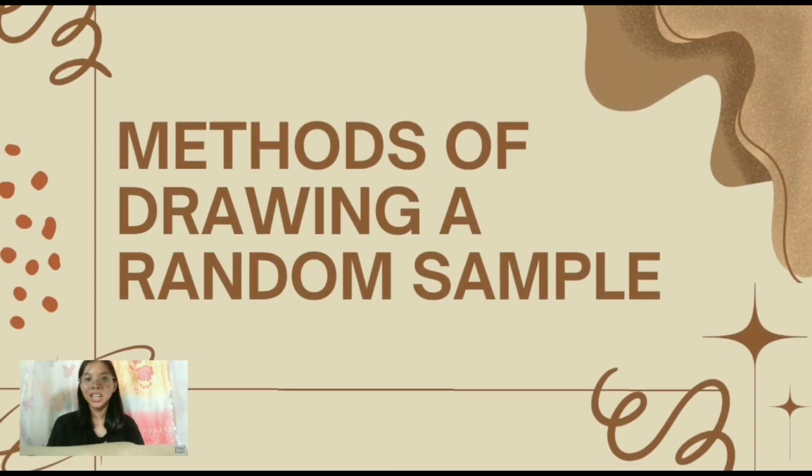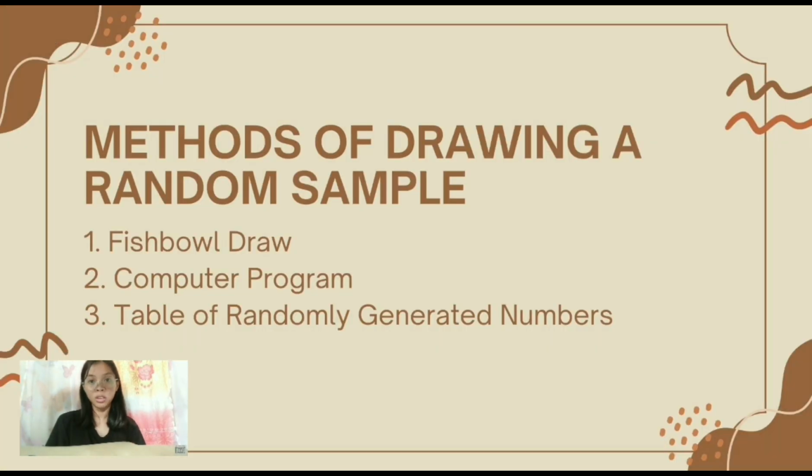There are also several ways to draw a random sample. First is fishbowl draw, which uses a traditional approach of drawing names or numbers from a bowl. Second, computer program, which employs technology to randomly generate a sample. Third is table of randomly generated numbers, which uses a table of random numbers to decide which individuals to include.